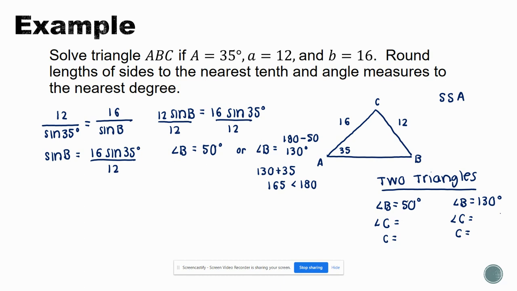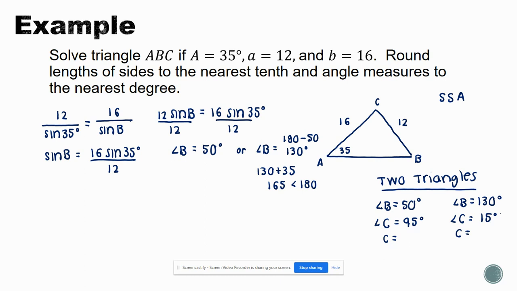So if I start with the obtuse angle of 130 degrees, we can find angle C by, once again, understanding that 130 and 35 add up to 165. I'm going to subtract 165 from 180, and I see that my angle C has to be 15 degrees. If I go to my acute angle of 50 degrees, well, that and 35, I want to subtract that from 180, and that will get me the other angle C. So when I subtract 50 and 35 from 180, I get a 95-degree angle.